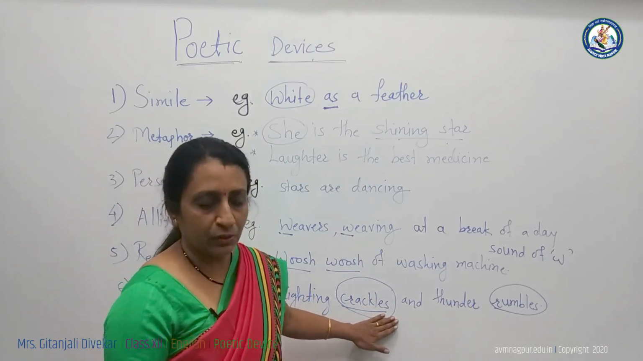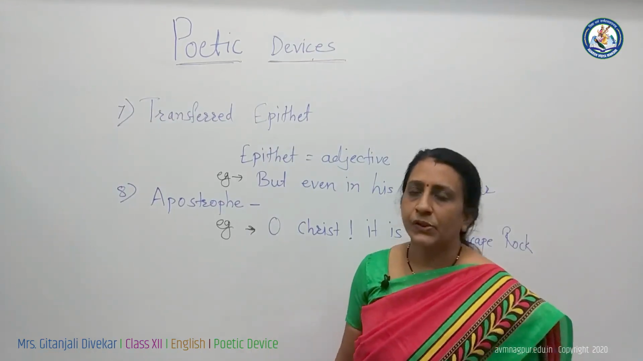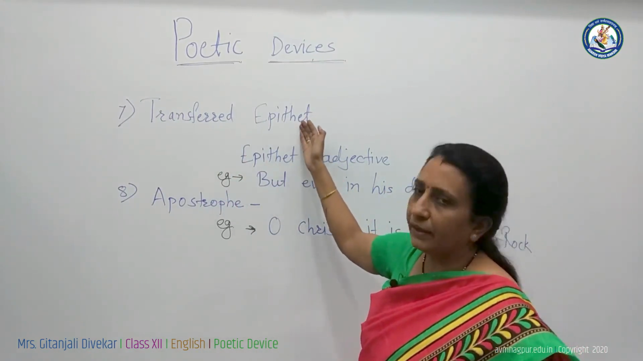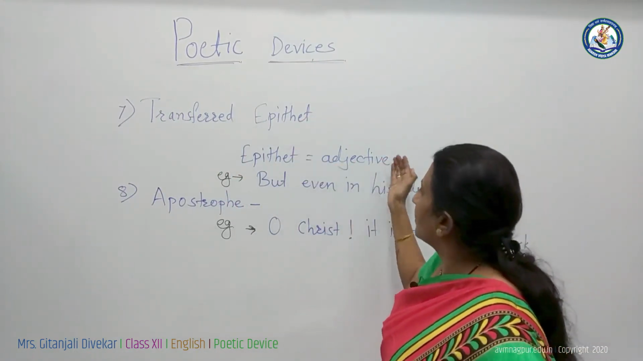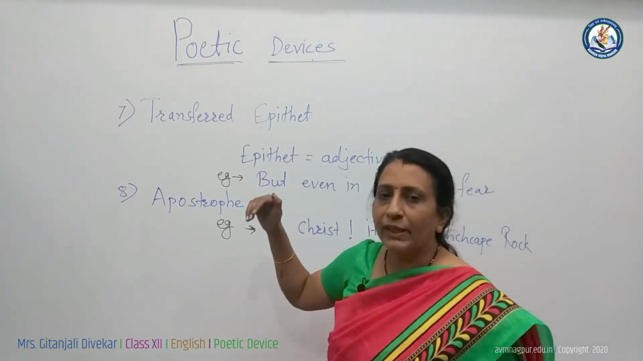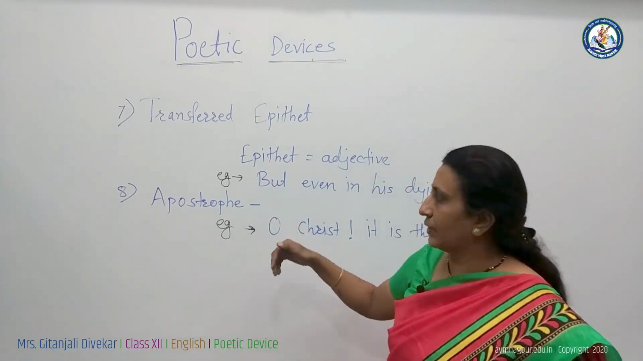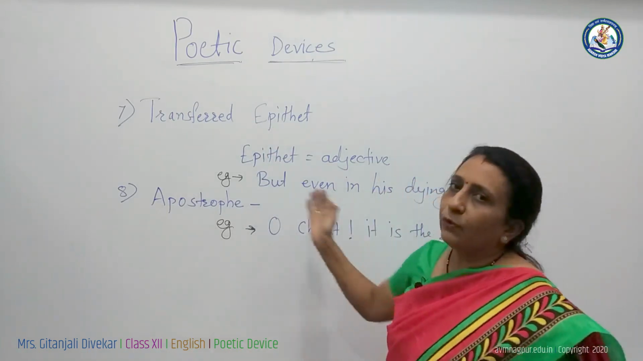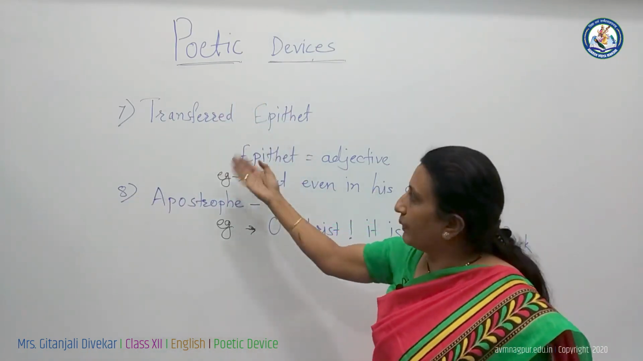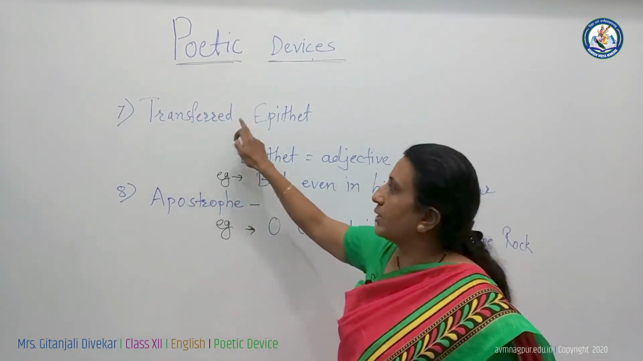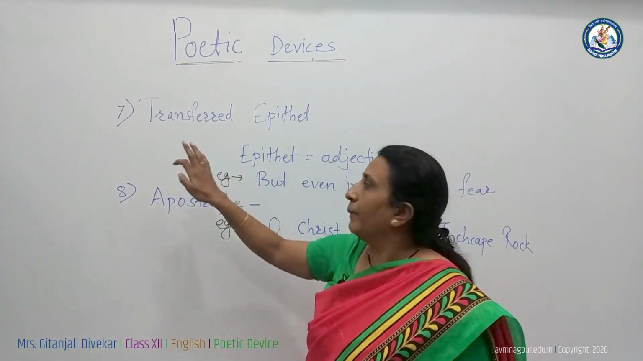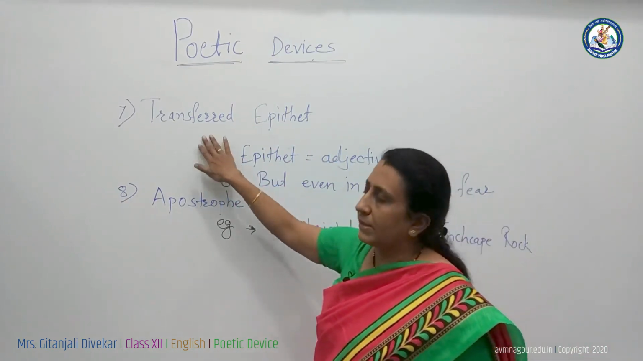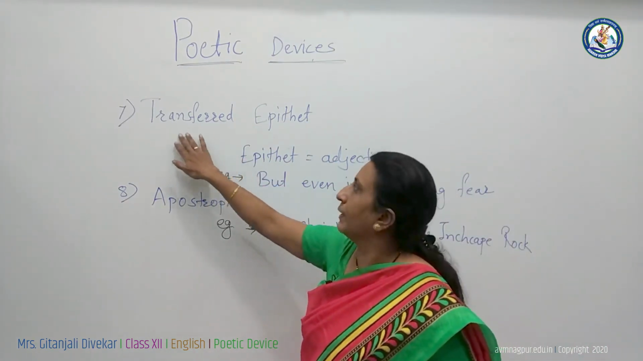Next figure of speech we have to see. Students, our next figure of speech is transferred epithet. What is meant by epithet? Epithet is an adjective, which qualifies the noun. But in this particular figure of speech, you can find that the adjective from one noun is shifted or transferred to some other noun. When the poet does this in a particular line, we can say that the line is an example of transferred epithet.